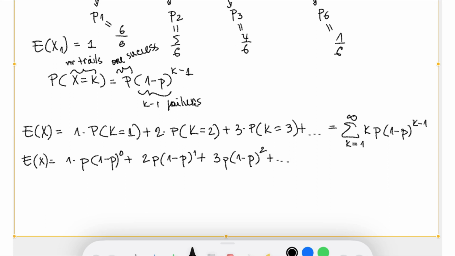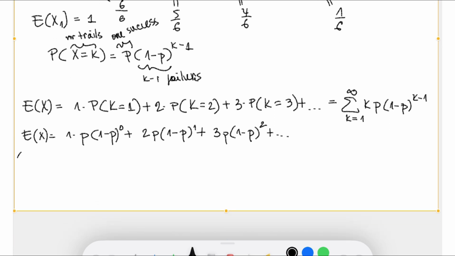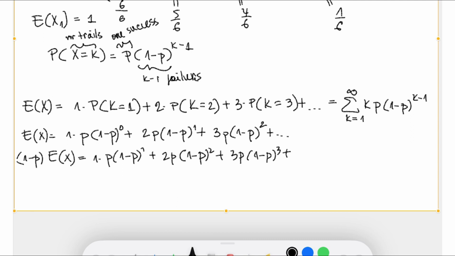Now the trick that we will use is to multiply this expected value with 1 minus p. Now we will have 1 times p times 1 minus p to the power of 1, plus 2p times 1 minus p squared, plus 3p times 1 minus p cubed, and so on. And now we subtract the second sum from the first sum, and we will get EX minus 1 minus p times EX.